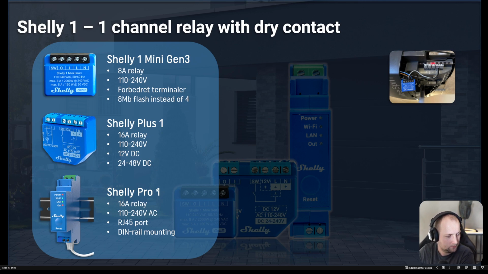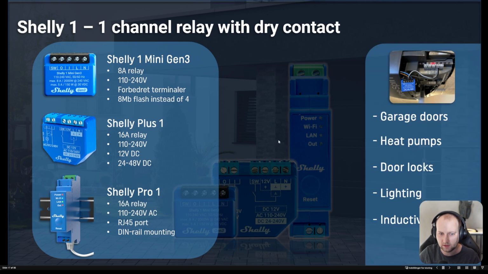And we have the Shelly Pro 1, which is the DIN rail mounted device, 16 amps relay, 110 to 240 volt AC. It, of course, again, like the other Pro devices, has the RJ45 LAN connection, and it's for DIN rail mounting. So what can these devices be used for?